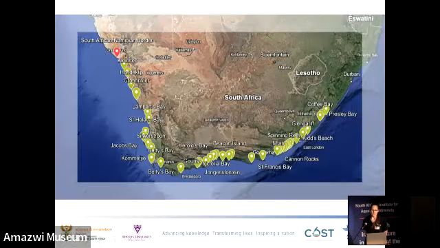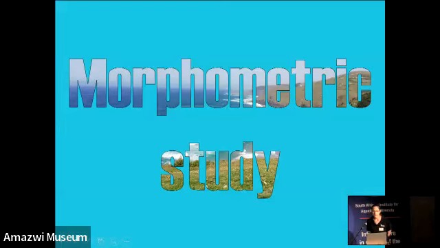So for this purpose, I collected 10 Cape sea urchin individuals from each of these 43 sites, starting at Port St. Johns on the east coast and ending at McDougall's Bay on the west coast.